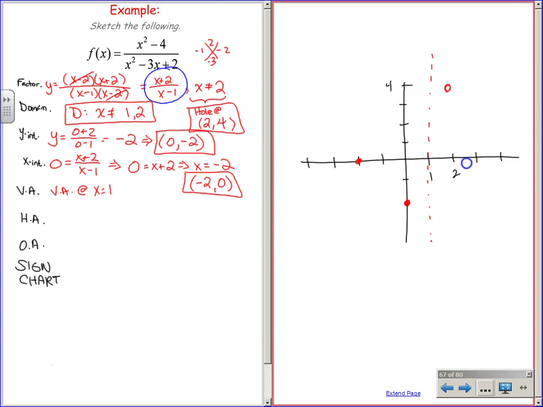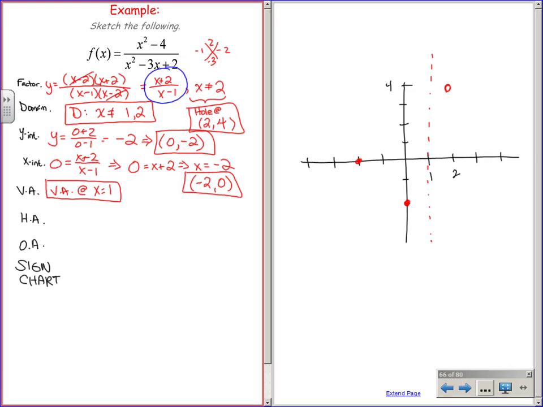There we go. We already know my vertical asymptote, we already graphed him. Horizontal asymptote, degree tests. Top wins, bottom wins, tie. So what is the ratio of the leading coefficients? Which pieces did you look at to find that? Good. The highest ones, right? So x squared over x squared, 1 over 1 is 1.